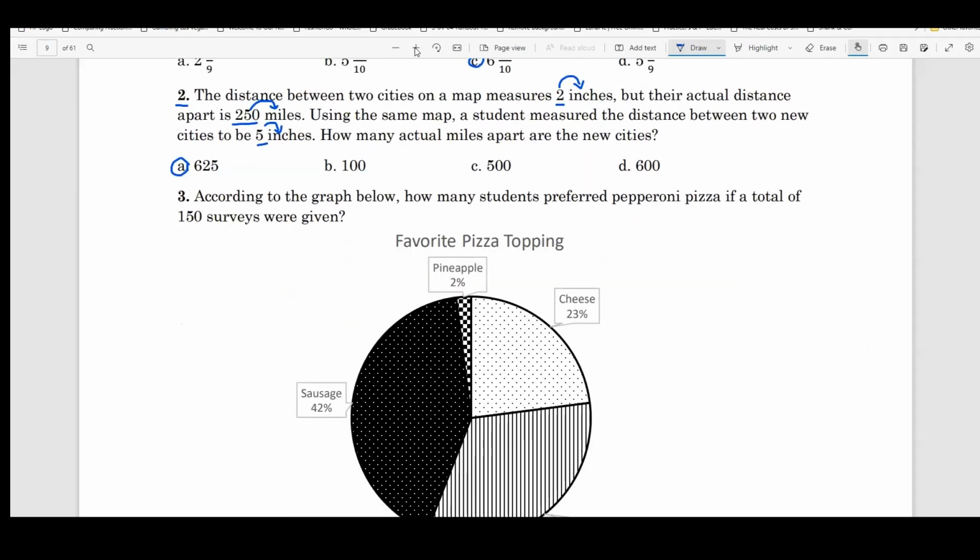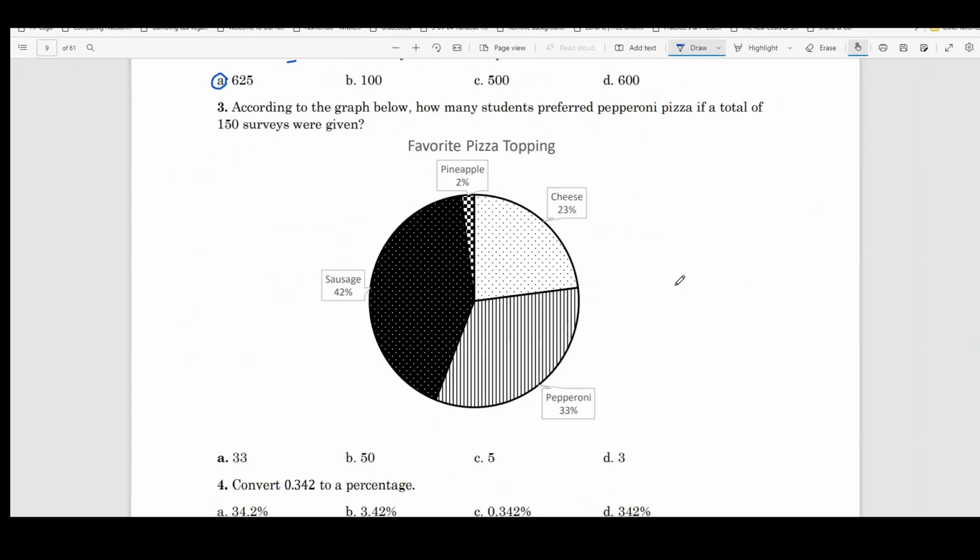All right, let's go ahead and take a look at number 3. So this is going to be being able to look at a graph, and this is also going to cross-reference with percentages. So let's see how you guys do, and then put your answer below in the chat for me.